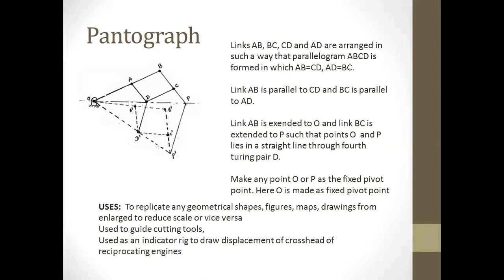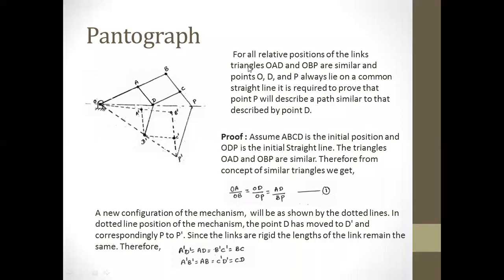So you can connect to the cross side of an IC engine to indicate the PV diagram and all. We can use this particular mechanism. Now you can see, for all the relative positions of the links, the triangles OAD and OBP are similar. What is triangle OAD? This triangle OAD and the larger triangle OBP are both similar, always, for any position.